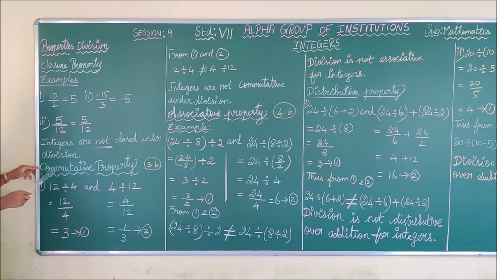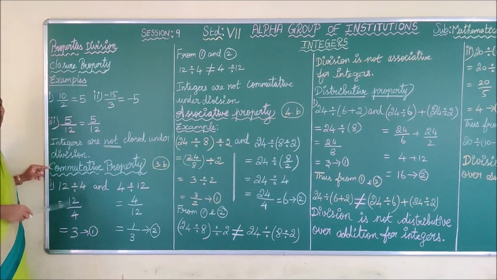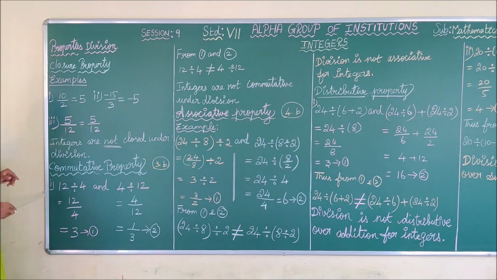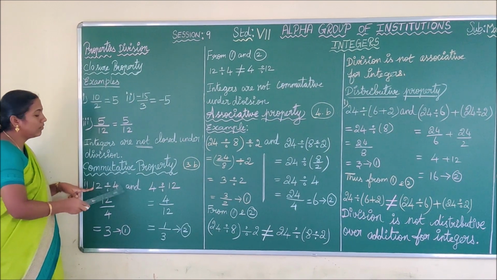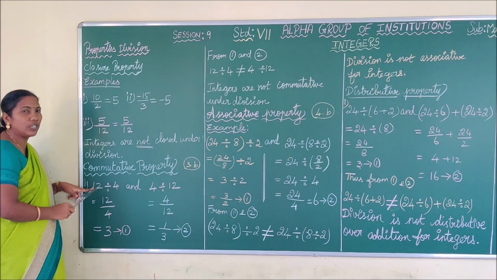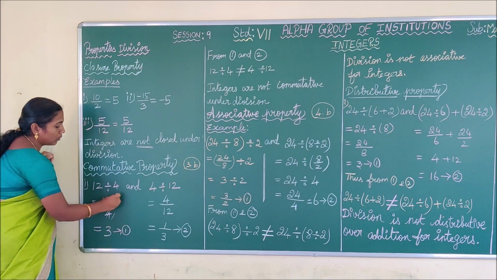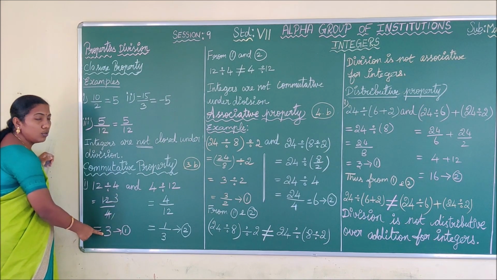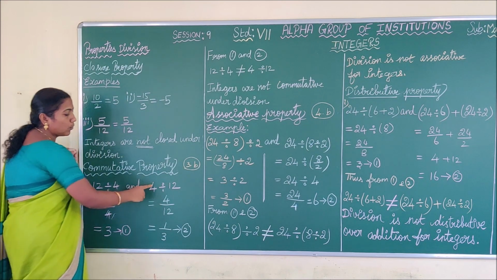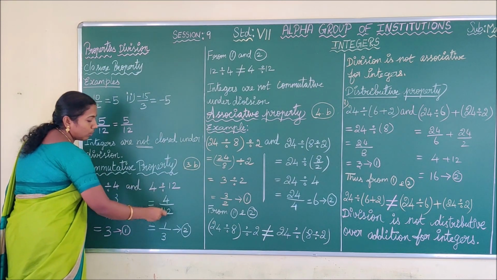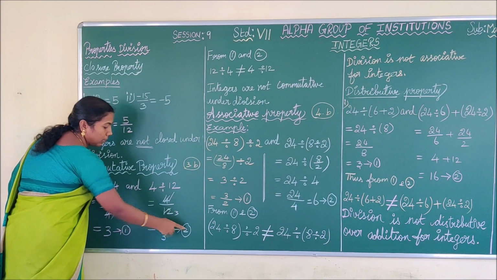Okay. Next property is the commutative property. Commutative property means you have to take two elements. First I am taking 12 divided by 4. Next we have to change the order of division. First, dividing 12 by 4: 1 4 is 4, 3 4s are 12, 3 by 1 equal to 3. Let it be equation 1. Now we are going to reverse the numbers. That is 4 divided by 12, 4 by 12, 1 4 is 4, 3 4s are 12, 1 by 3. Let it be equation 2.